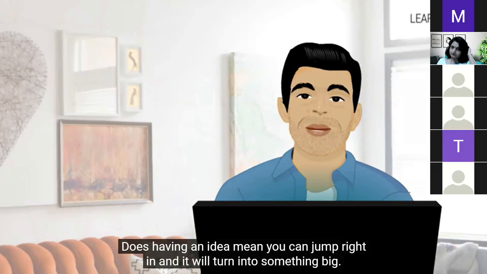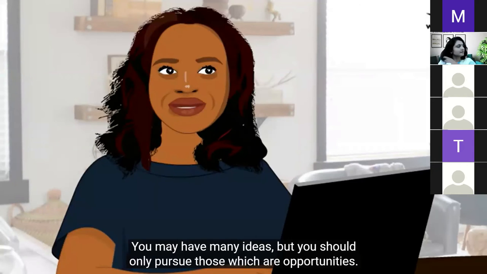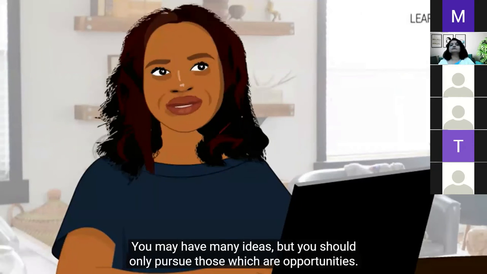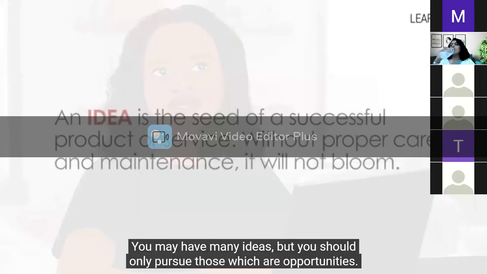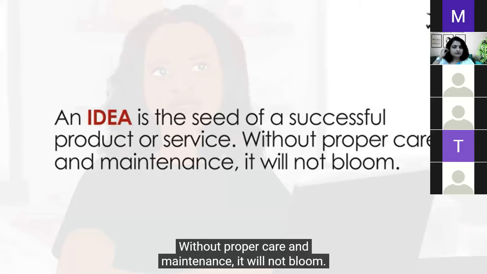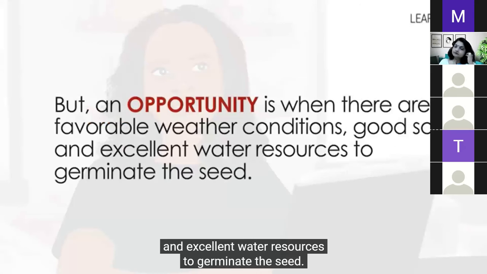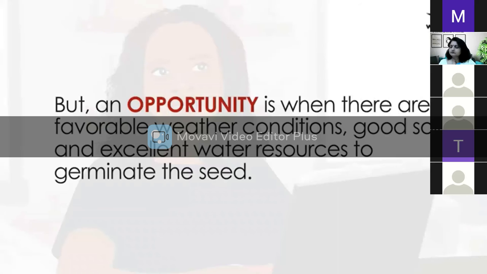Does having an idea mean you can jump right into it, and will it turn into something big? No, ideas are not the same as opportunities. You may have many ideas, but you should only pursue those which are opportunities. An idea is the seed of a successful product or service. Without proper care and maintenance, it won't bloom. But an opportunity is when there are favorable weather conditions, good soil, and excellent water resources to germinate the seed.